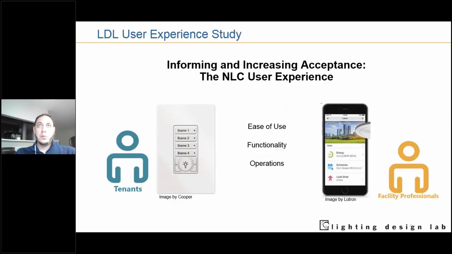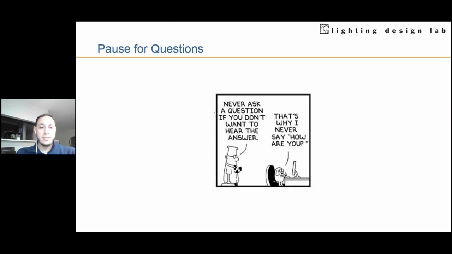Lastly, if you receive our newsletter or our blast, you recently received a blast about our NLC user experience survey. We are looking to get at that user acceptance when it comes to wall stations and configuration tools. If you are interested or did not get our email about the survey, send us a note. We want to get you on board.